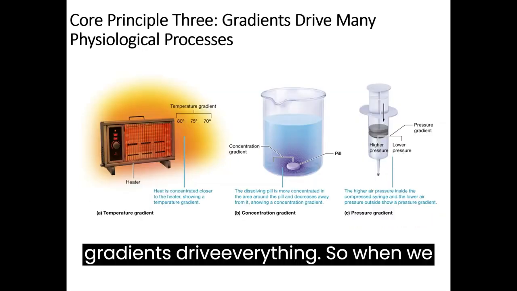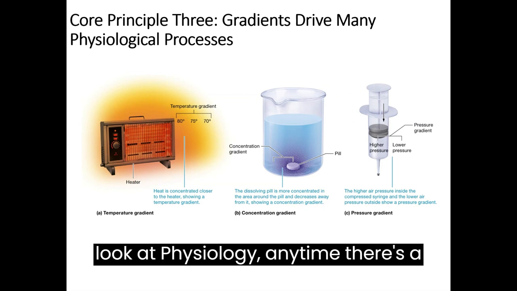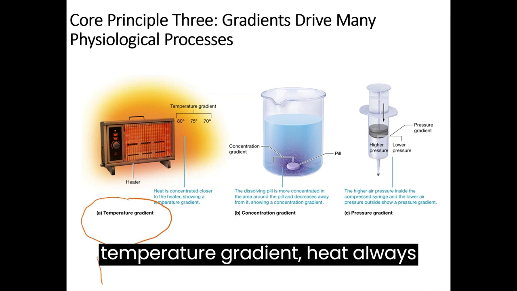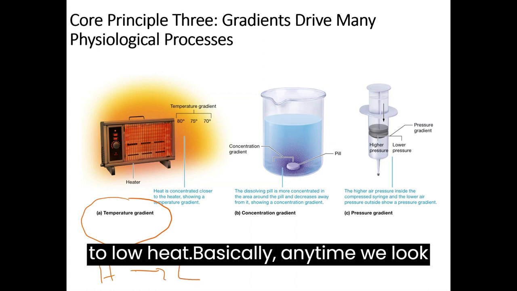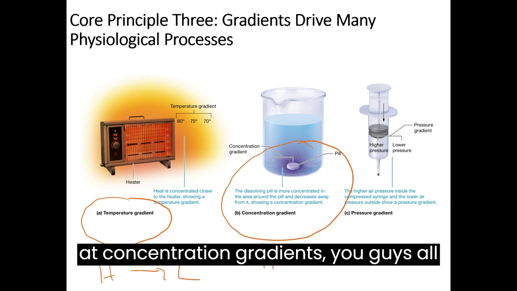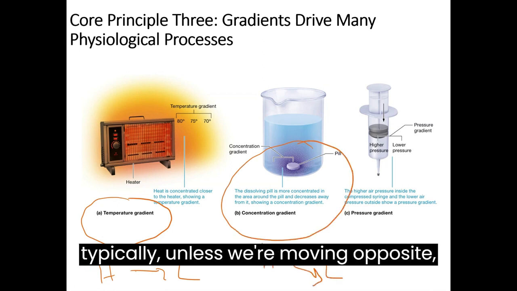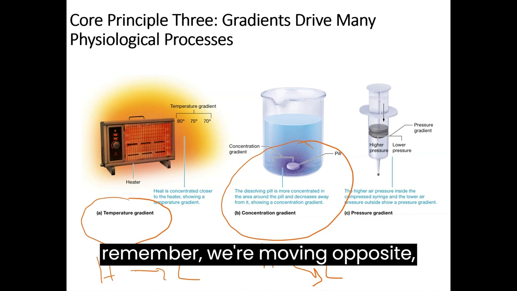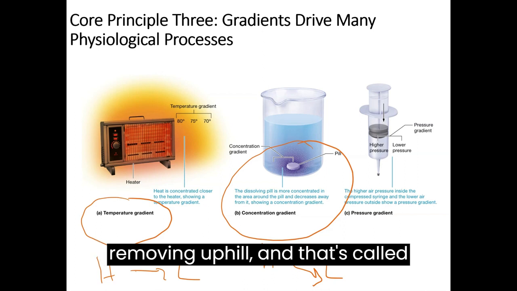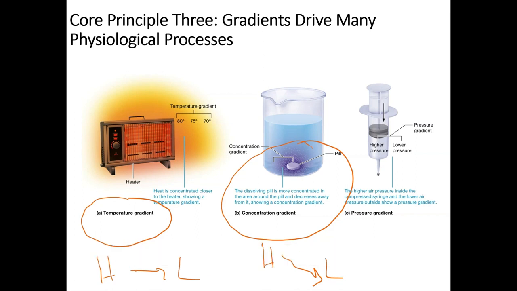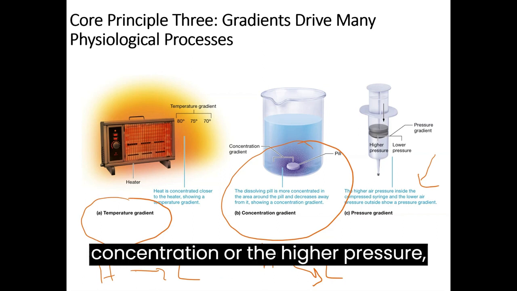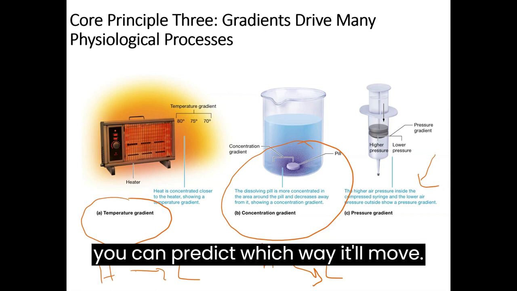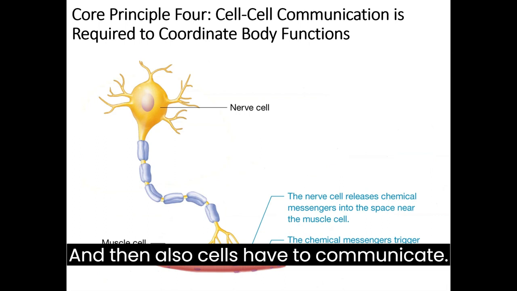Another thing to keep in mind is that gradients drive everything. So when we look at physiology, anytime there's a temperature gradient, heat always travels from high to low, from high heat to low heat, basically. Anytime we look at concentration gradients, you all know that we move from high to low typically, unless we're moving opposite. Remember, if we're moving opposite, we're moving uphill, and that's called active transport. And then we also have pressure gradients, so things in our body often follow gradients and move from high to low. So if you understand where you have the higher concentration or the higher pressure, you can predict which way it'll move.